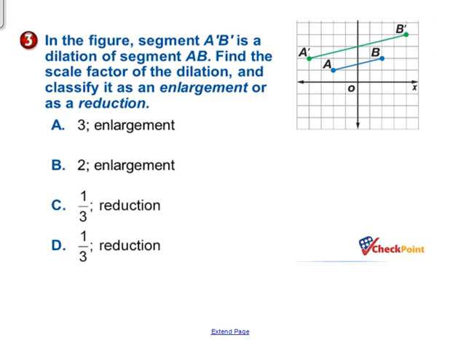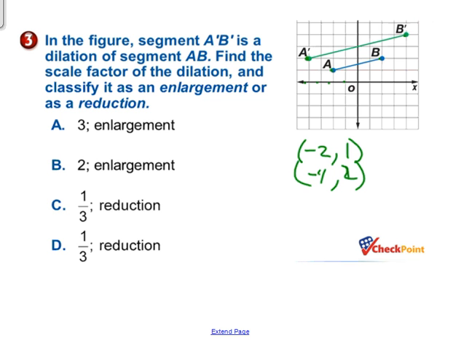We're asked to do the same thing here. Please do this on your own and then come back and check the video to see if you're correct. Here is the original drawing, A, B. The dilation is A prime, B prime. So the ordered pair for A is negative 2, comma 1. And the ordered pair for A prime is negative 4, comma 2.